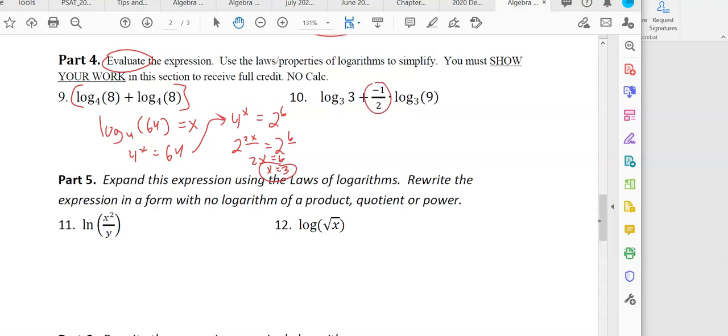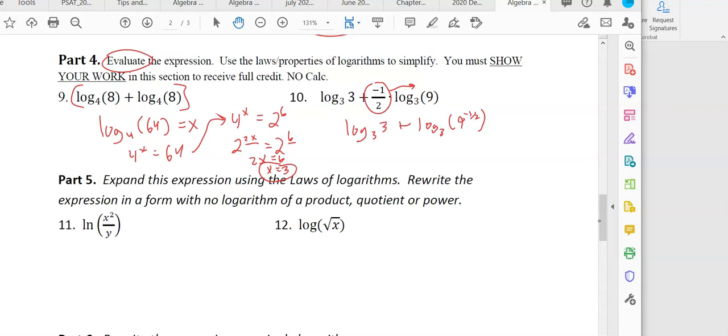Before you push these together, make sure you move that up to the exponent spot. So this would be log base 3 of 3 plus log base 3 of 9 to the negative 1/2. Well, that's a lot of stuff right there. Okay, so you might want to simplify that first before we go forward.